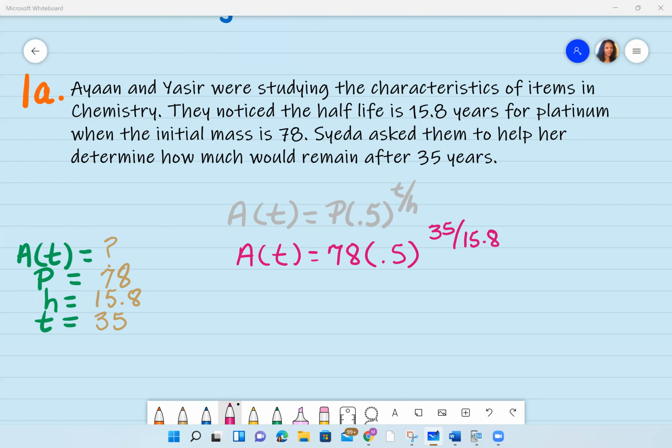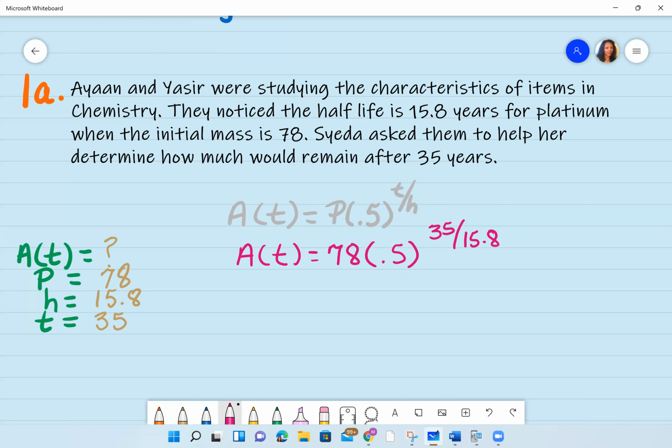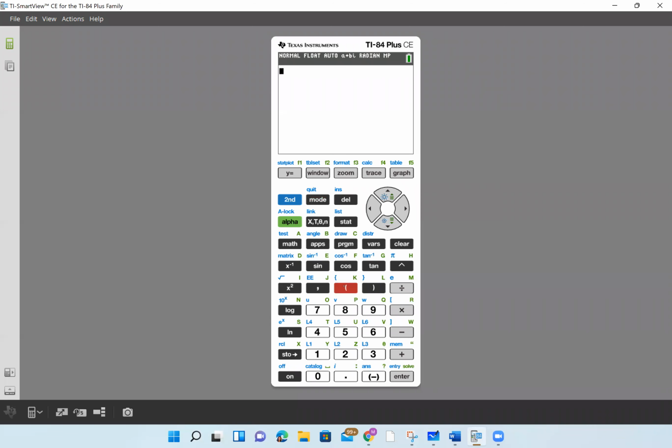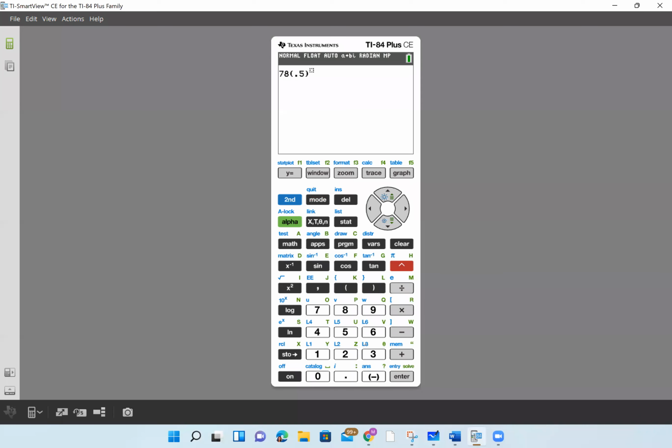What you want to do now is go to your calculator. And in your calculator, you are going to just type in what you just said. Okay, so 78 times 0.5, and I'm going to put it in parentheses, 78 times the 0.5 is in parentheses, and the 0.5 is the only part that's raised to this 35 over 15.8. So 35 divided by 15.8. Whenever you see a fraction, that means divide. Whatever this answer is, that is your A of t.